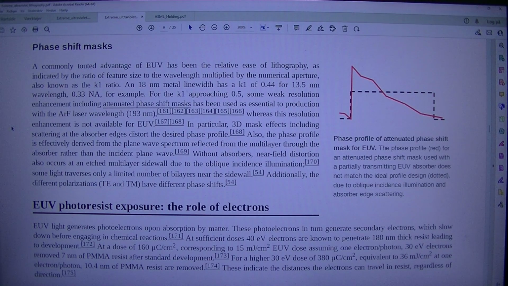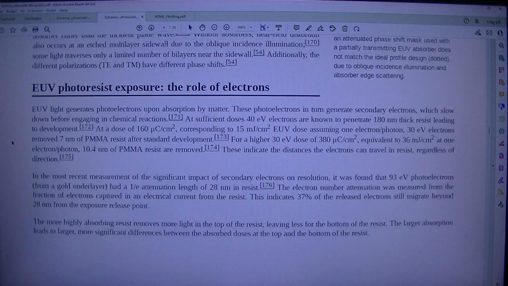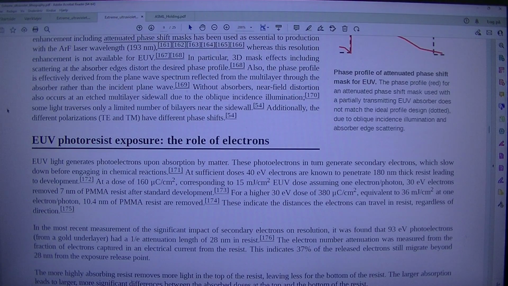168. Also, the phase profile is effectively derived from the plane wave spectrum reflected from the multilayer through the absorber rather than the incident plane wave. 169. Without absorbers, near-field distortion also occurs at an etched multilayer sidewall due to the oblique incidence illumination. 170. Some light traverses only a limited number of bilayers near the sidewall. Additionally, the different polarizations, TE and TM, have different phase shifts.